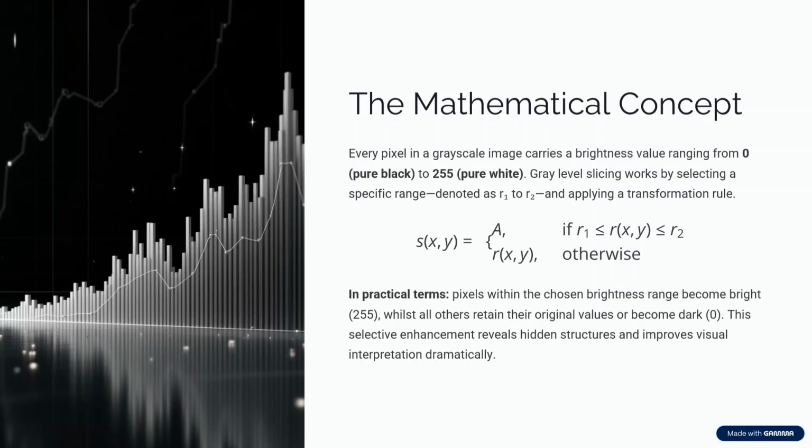If a pixel value lies within that range, we make it bright. If it's outside the range, we either keep it as is or make it dark. This means we are enhancing a certain portion of the image, making hidden details visible. It's like putting a spotlight on a specific brightness zone while dimming the rest.